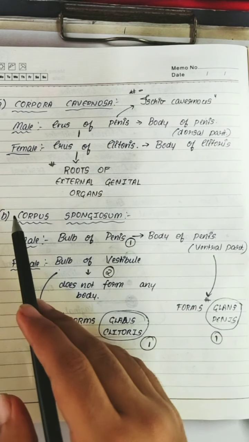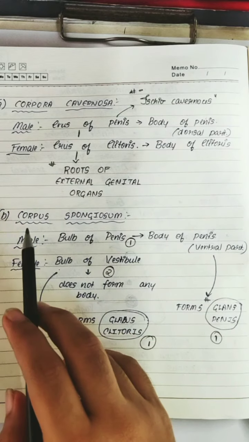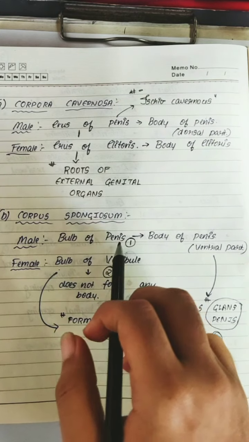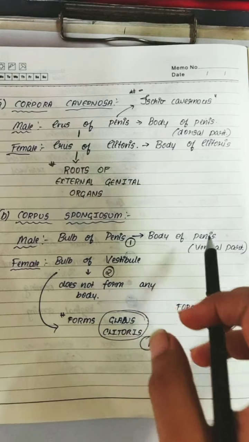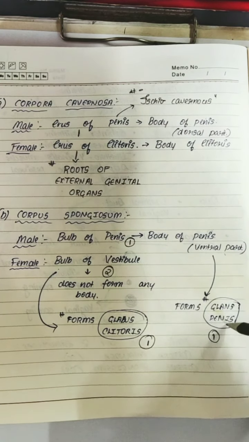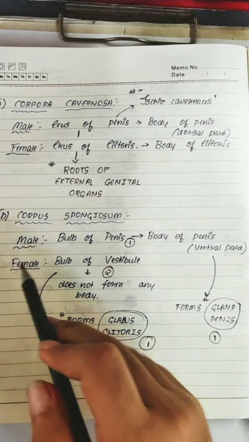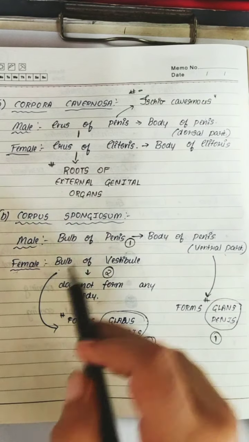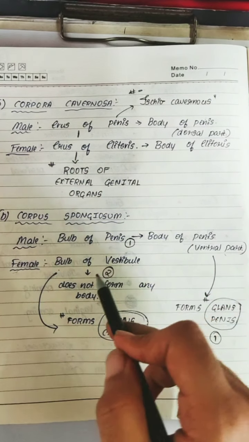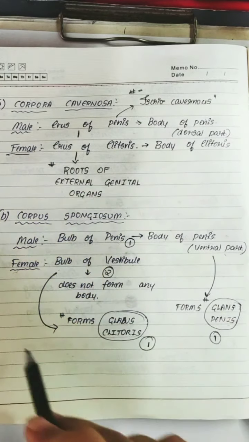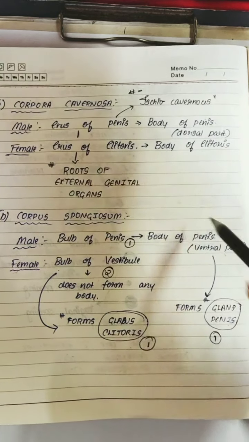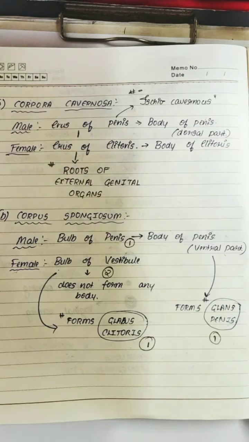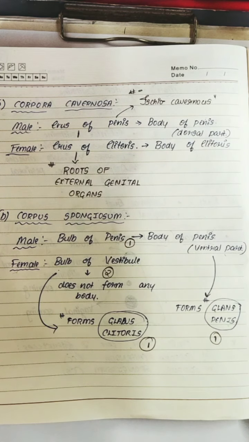And the next one is the corpus spongiosum. In male, it forms the bulb of penis, which continues as the body of penis ventral part and forms the glans penis. In female, it is also called the bulb of vestibule, which does not form the body. See, in male it forms the body, whereas in female it does not form the body, but it forms the glans clitoris. It forms glans penis as well as the glans clitoris. I'll be explaining these corpus cavernosa as well as the corpus spongiosum through the diagram.